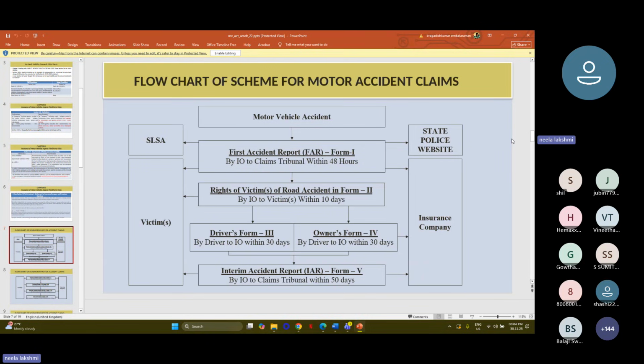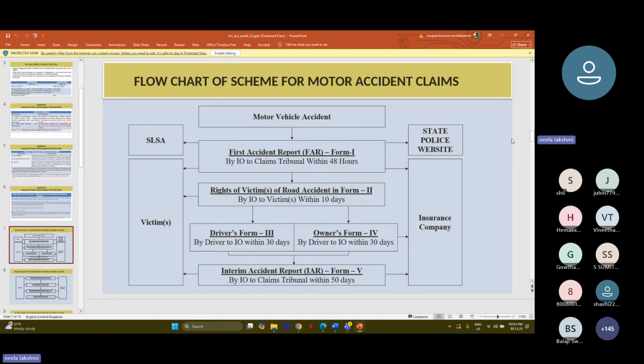Previously, the claim petition needed to be filed before the court. Otherwise, no insurance company would come into the picture. After receiving the notice only, the insurance company would start their procedure by appointing the advocate, investigator, filing written statements, everything.